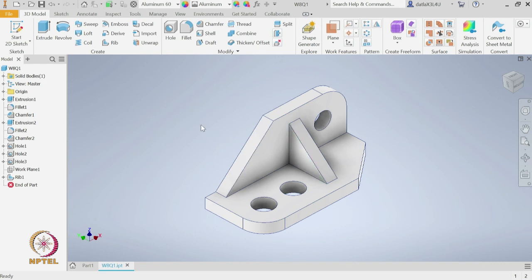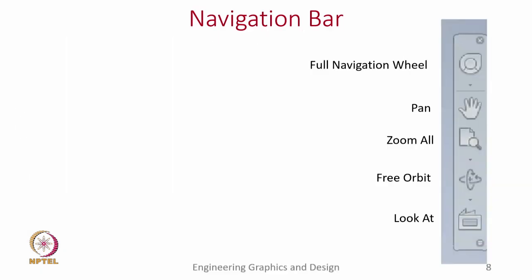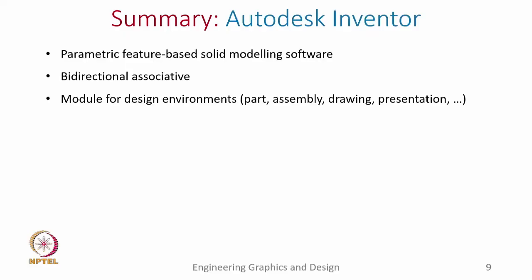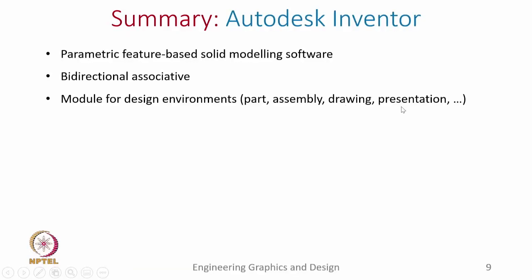Okay. So, let us conclude what we have discussed in this lecture. We introduced to you what is this AutoCAD Inventor, saying that it is a parametric feature based solid modeling software which has this interesting feature of bidirectional associative. This software has many design environments which we call modules. So, you can make changes in any of these design environments, and those changes reflect in all the environments. So, we have looked at different environments like part, assembly, drawing, and presentation.